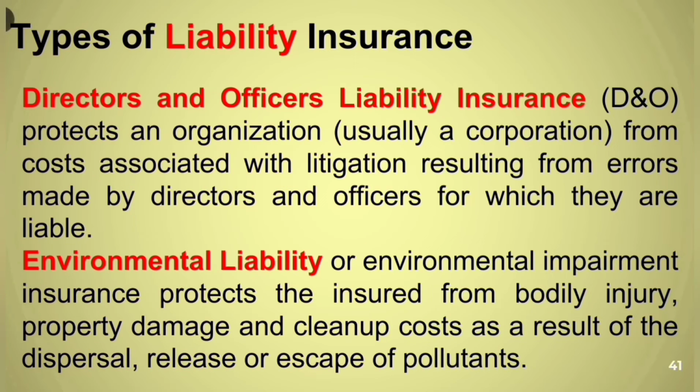Types of liability insurance. Directors and officers liability insurance, or D&O, protects an organization, usually a corporation, from costs associated with litigation resulting from errors made by directors or officers for which they are liable. Environmental liability or environmental impairment insurance protects the insured from bodily injury, property damage, and cleanup costs as a result of the dispersal, release, or escape of pollutants.